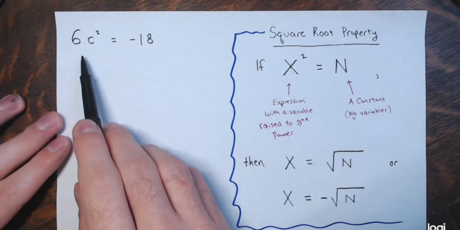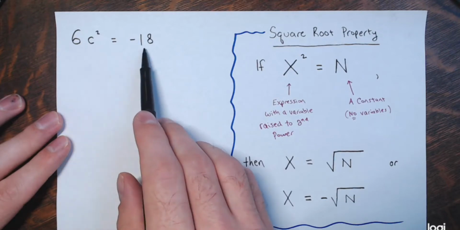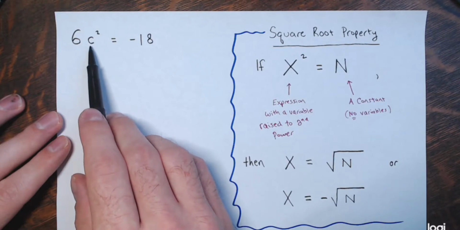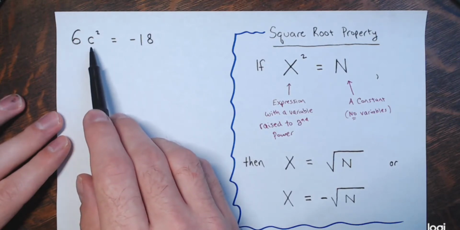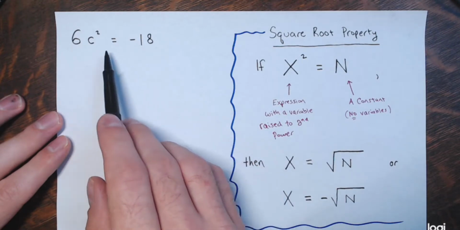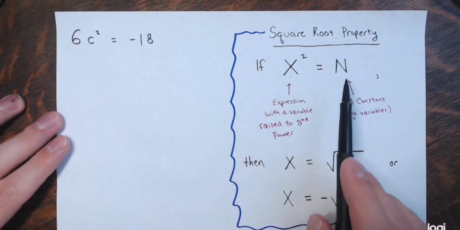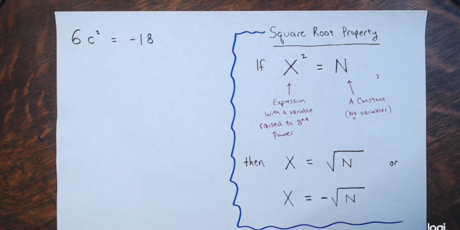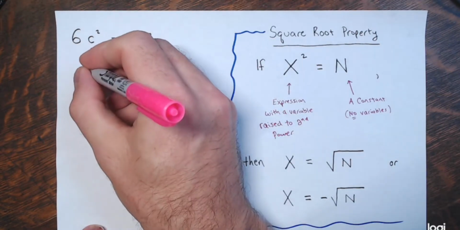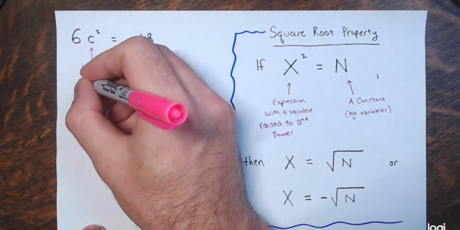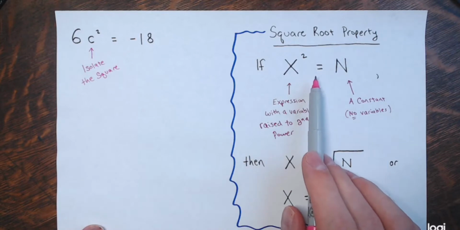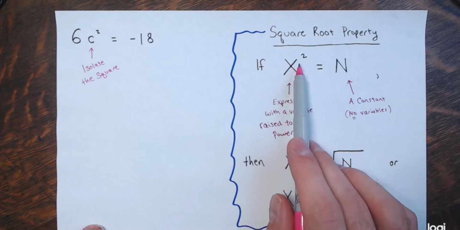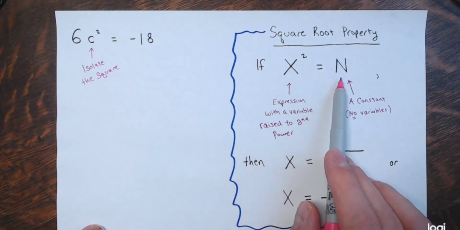So when solving an equation like this, 6 times c squared equals negative 18, notice that the variable c is in a square, c squared, and there is no variable outside that square. There's no 5c or 18c over here. There's a variable in a square, and then no variable outside that square. What I'm going to be doing with these equations is to isolate the square. Get this equation to be in the form from the square root property that I've written, where I have something with a variable, squared, equals something without a variable, a constant, a number.